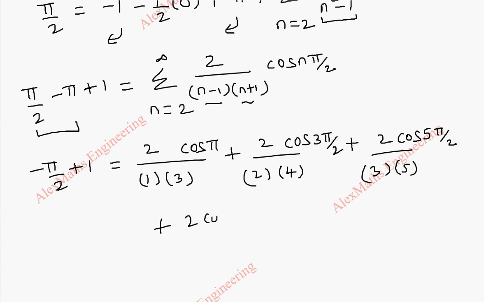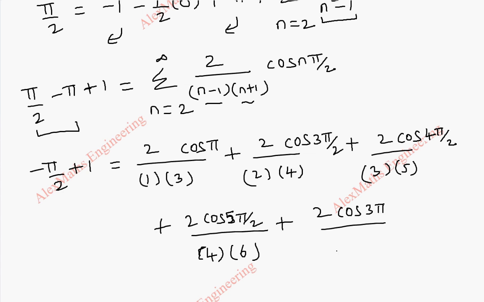Sorry, here I have to put 4. This is actually 4. Now this is 5 pi by 2. So when I put 5, 5 minus 1, which is 4, 5 plus 1, which is 6. Again 2 into cos 6 pi by 2, which is 3 pi, by 6 minus 1, 5, 6 plus 1, 7. So like this, it keeps going.